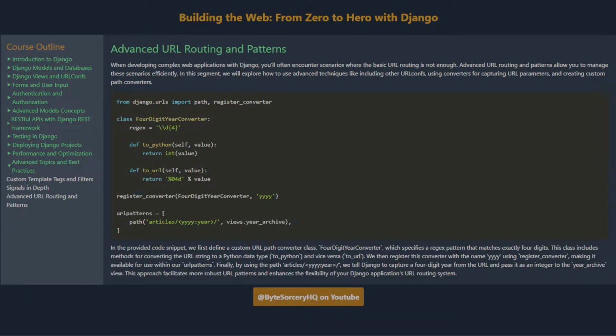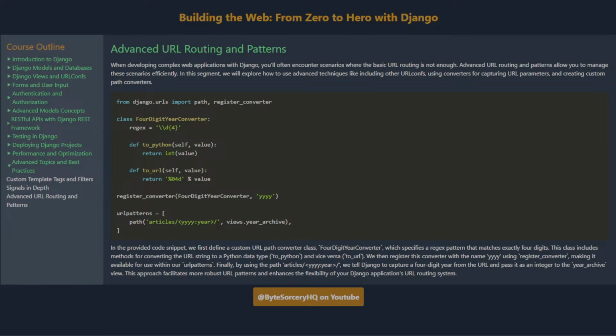Advanced URL routing and patterns. When developing complex web applications with Django, you'll often encounter scenarios where the basic URL routing is not enough. Advanced URL routing and patterns allow you to manage these scenarios efficiently. In this segment, we will explore how to use advanced techniques like including other URLconfs, using converters for capturing URL parameters, and creating custom path converters.